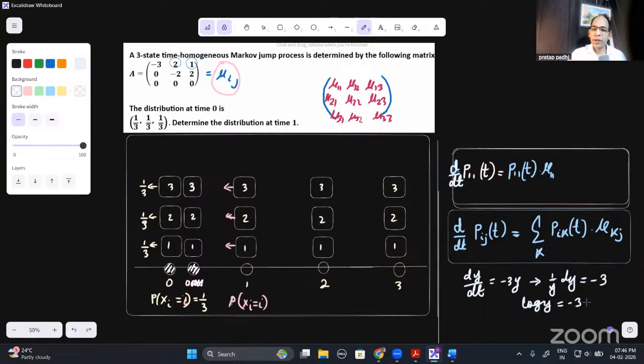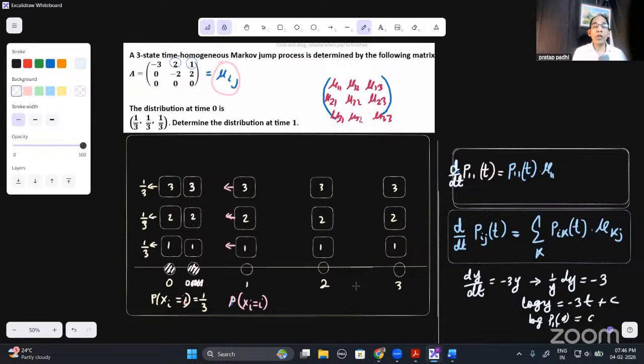dt comes here, right? 3 dt. So 3t plus constant. Okay. Then you put the y value, p11(t). So log y value, let me write p11(t) here. Suppose I put t as 0, p11(0). That is equal to, put t = 0, C you will get.